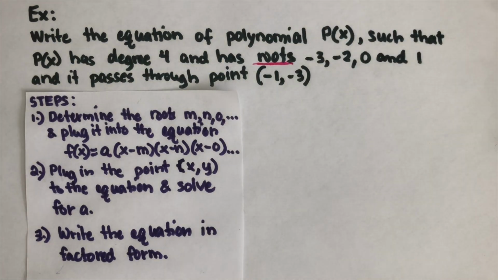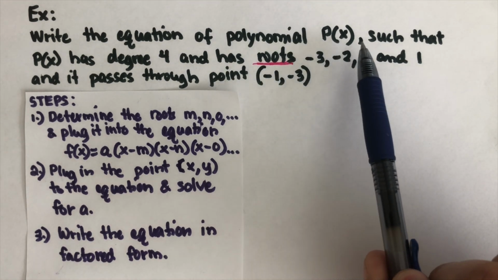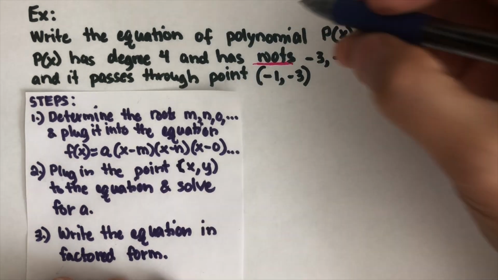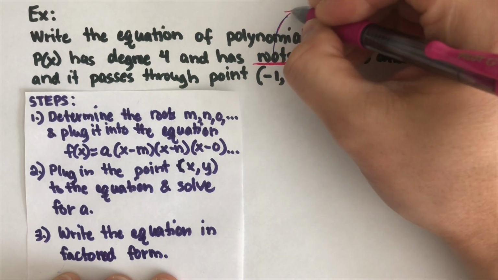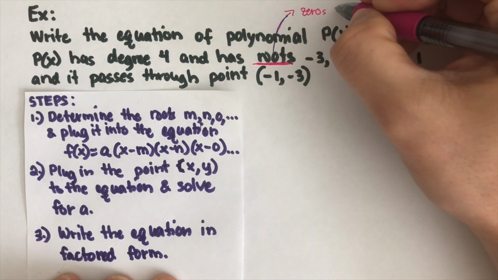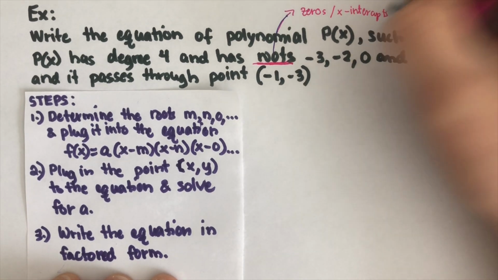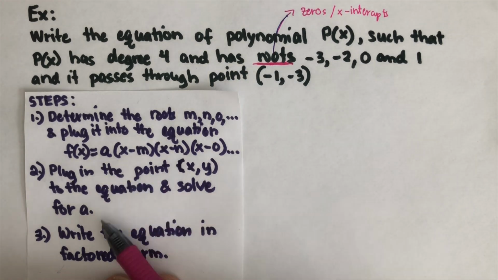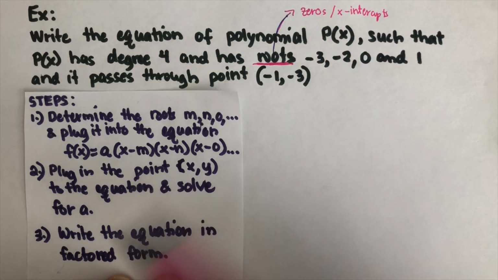Okay. So the problem is: write the equation of a polynomial p of x such that p of x has a degree 4 and has these roots. I underline the roots. In some problems, they're going to say zeros, or they're going to say x-intercepts. But then again, the steps would still be the same. If a problem uses the word root, zeros, or x-intercept, we use the same steps.